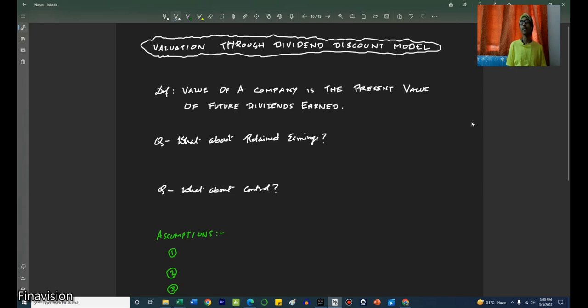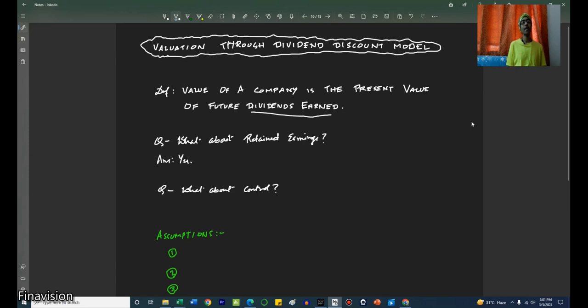Now, is this definition complete? Certain questions arise. What if the company is retaining earnings for growth? Are we including it in the dividends earned calculation here? The answer is yes. Why yes? Because the argument goes like this. If the retained earnings are at a nice level, then the future dividends will reflect the growth earned from those retained earnings. And therefore, if you value the company based on the future growth rate of dividends, that will itself get included automatically. What about control?